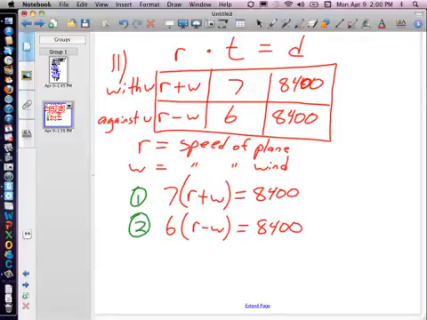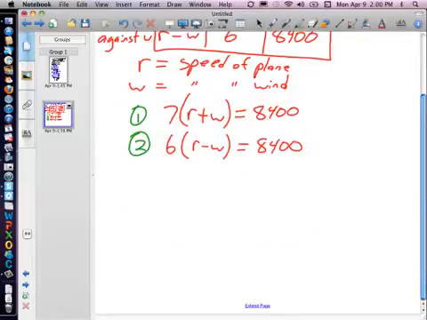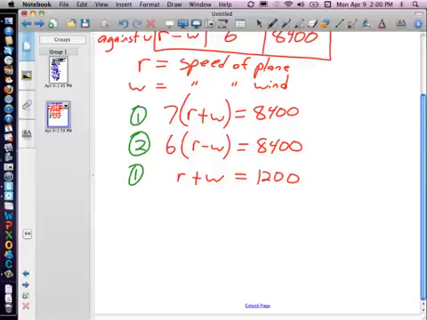So a lot of you guys will be tempted to distribute the 7 and the 6. If you don't do that, it turns into a really easy elimination problem. So for equation 1, instead of multiplying the 7 through to the R and the W, let's divide everything by 7, giving you R plus W equals whatever 8,400 divided by 7 is, and I think it's going to be 1,200.